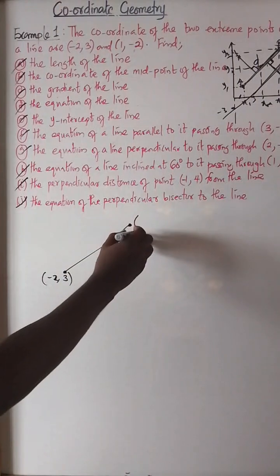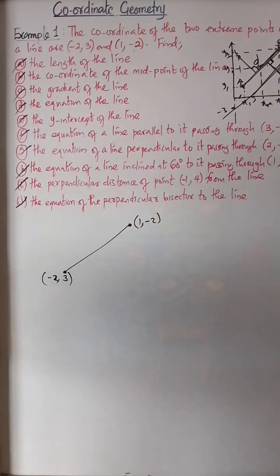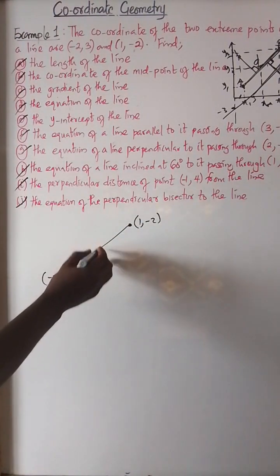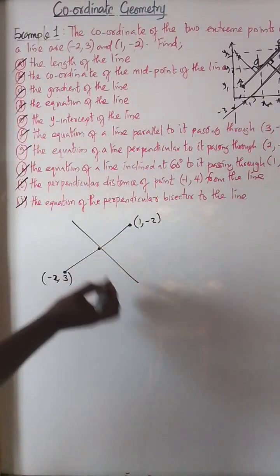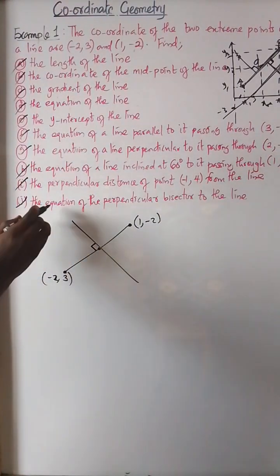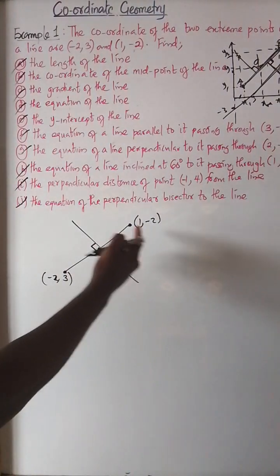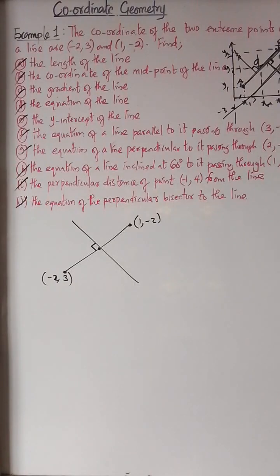And what do you have here? 1, minus 2. So we understand the meaning of what? Bisector. A bisector is what cuts something into two. So this line has a midpoint here. So if you have another line that is perpendicular and passes through the center, this line is what we call the perpendicular bisector. And it, the equation of the perpendicular bisector to the line.